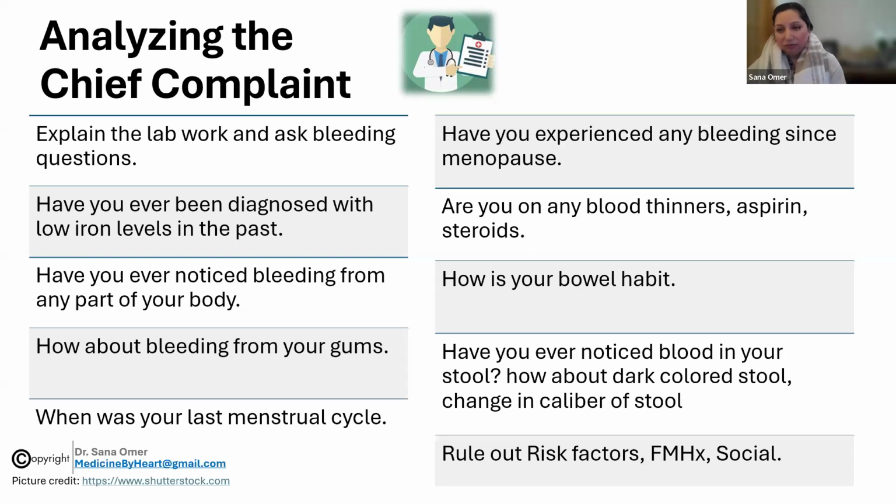Now when you have established that this is something to do with colon cancer, then you can ask her, okay, so do you have any family history of colon cancer? She might say yes, she might say no. Okay, you can ask her about other risk factors for colon cancer, for example, her diet and any medications that she's taking. You can ask about blood thinners and things that can cause bleeding in the body.